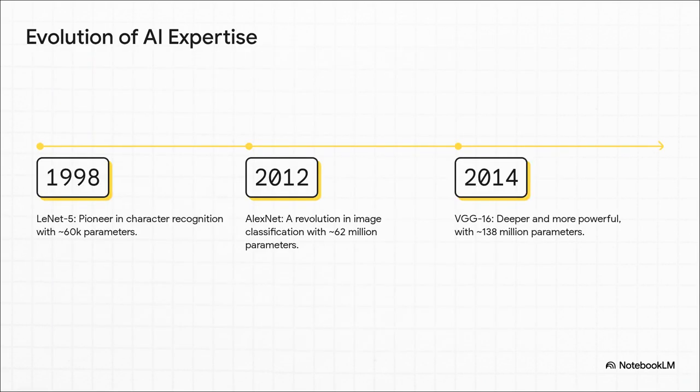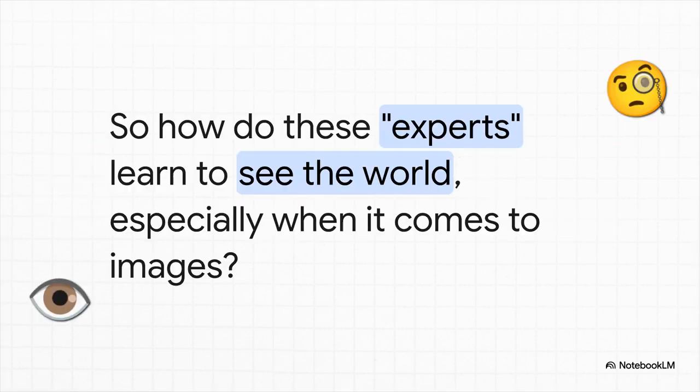And you know, these expert models have an amazing history. It all started with pioneers like LeNet-5, way back in 1998, which had around 60,000 parameters to recognize handwritten numbers. Then, bam! 2012, AlexNet comes along and just blows that away with 62 million parameters. And then, just 2 years after that, VGG16 pushes it to a mind-boggling 138 million. The sheer amount of knowledge these models have has just exploded. But that brings up a really interesting question, right?